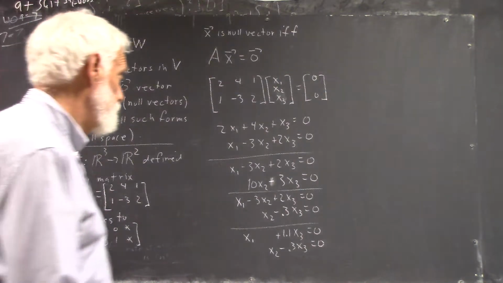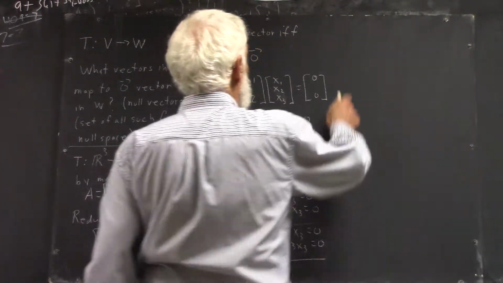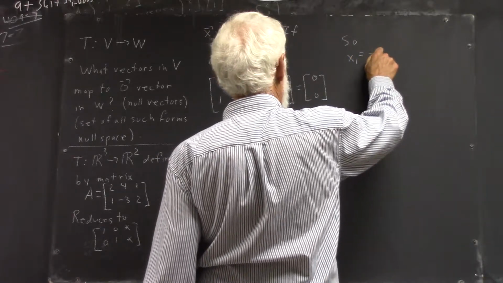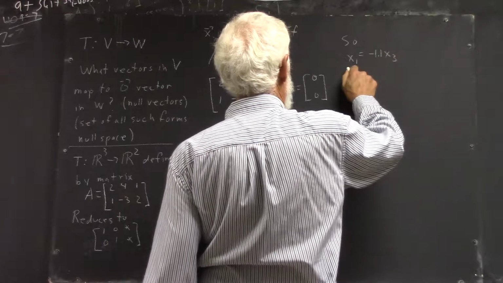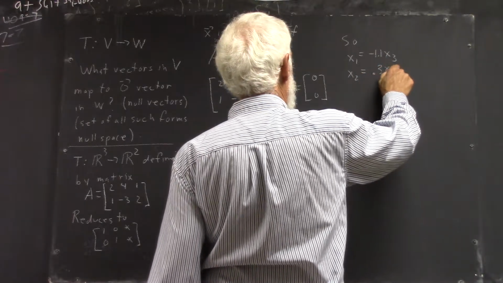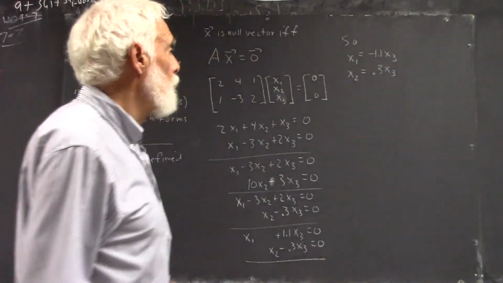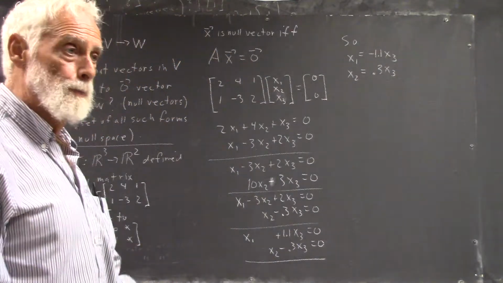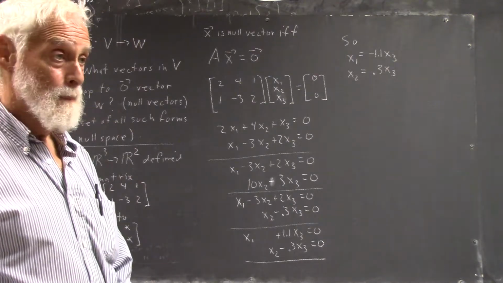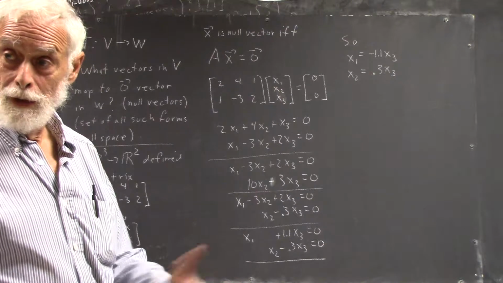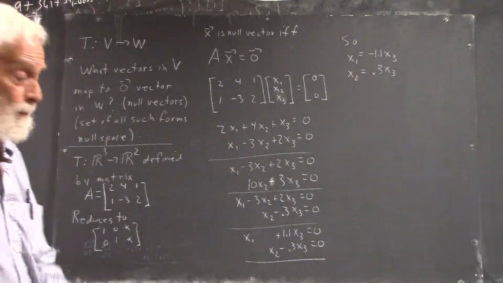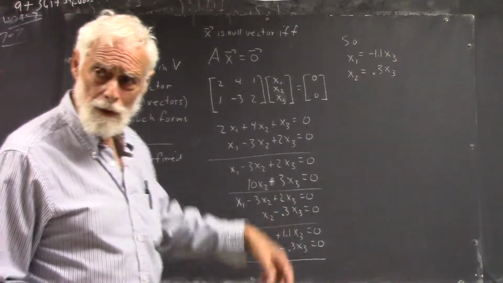So, x1 is -1.1 x3, x2 is 0.3 x3. Okay? Make sense? I feel like I missed a step somewhere in there. Well, you can fill it in. You know how to do this.